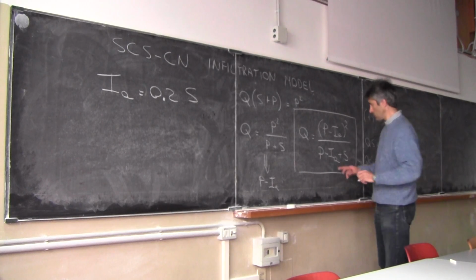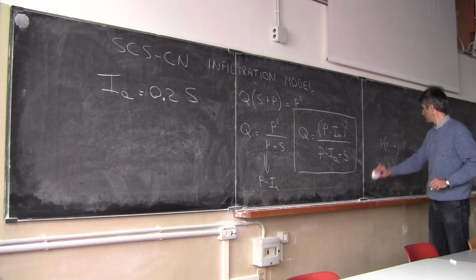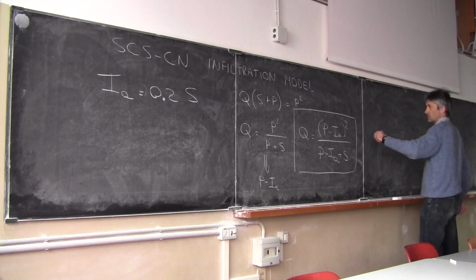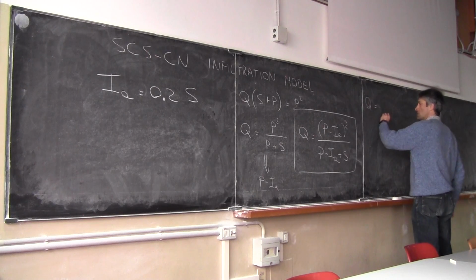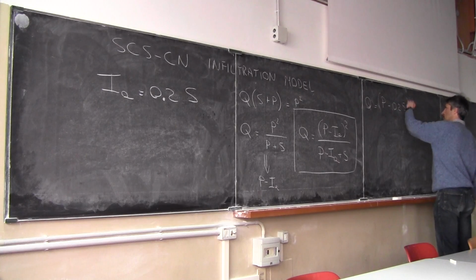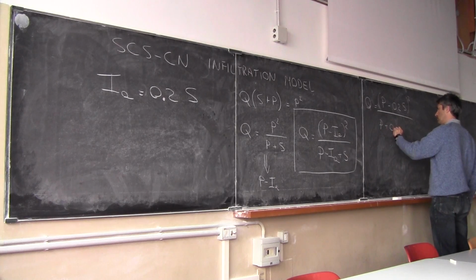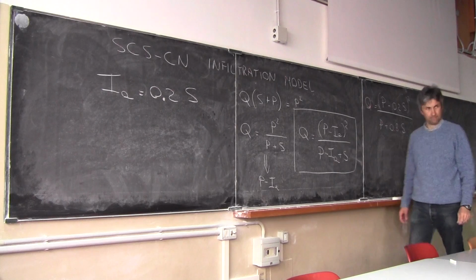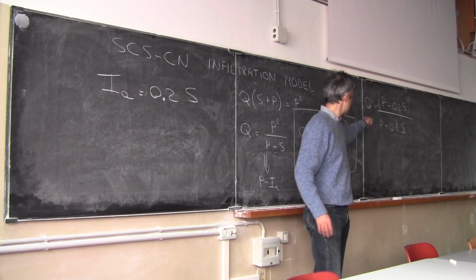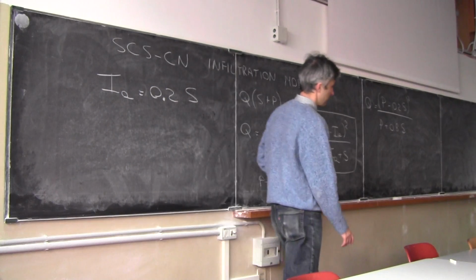Okay, so we can include the relationship on the left in this equation, and then I can write Q is equal to (P minus 0.2 S) squared divided by (P plus 0.8 S), because it's P plus S minus 0.2 S, so the result at the denominator is P plus 0.8 S.